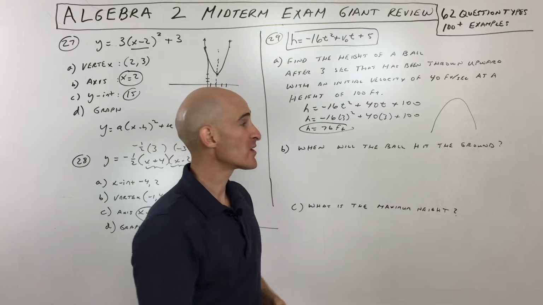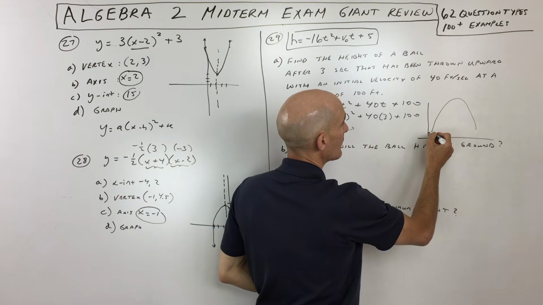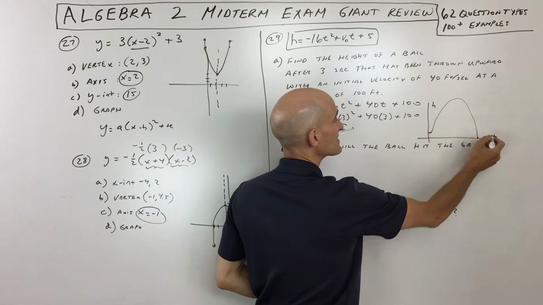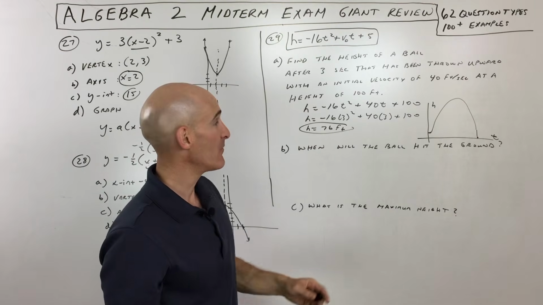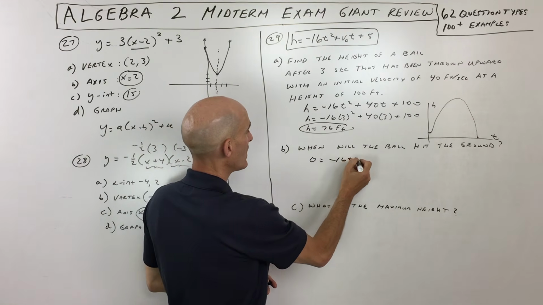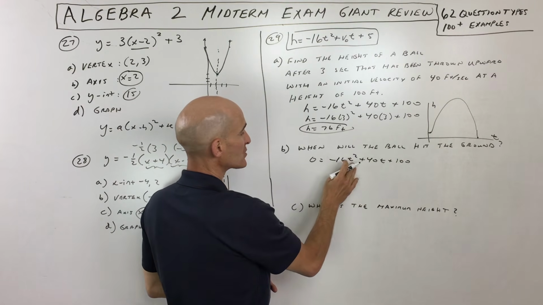But the question is, what's the height of the ball when it hits the ground? Well, when it hits the ground, the height is going to be 0. That's the key in this question. They don't come out and say it, but the height is 0. So if we set h equal to 0, let's do that here. We have our equation like this, and we want to solve for t.